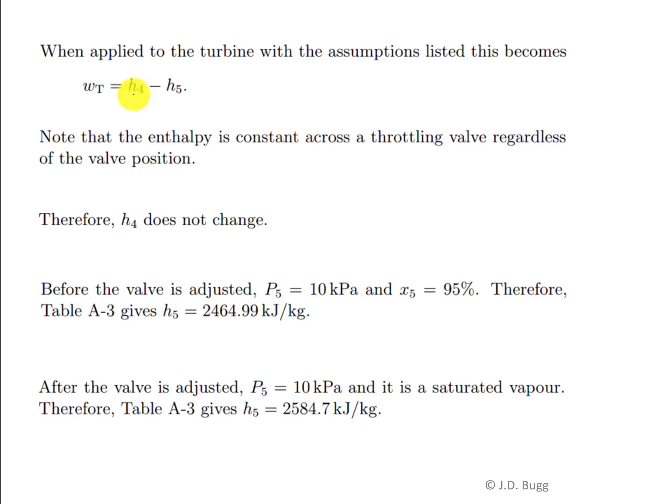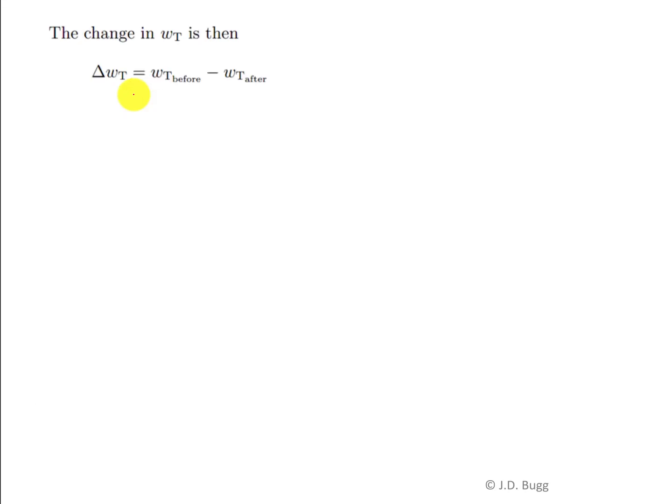So now we can go ahead and calculate the change in the turbine work. So I'm going to call that change in the turbine work delta WT. So we'll calculate that as the turbine work before the valve adjustment minus the turbine work after the valve adjustment.